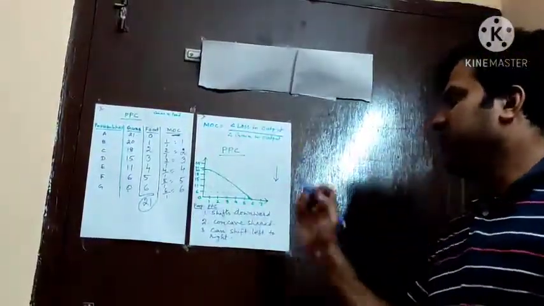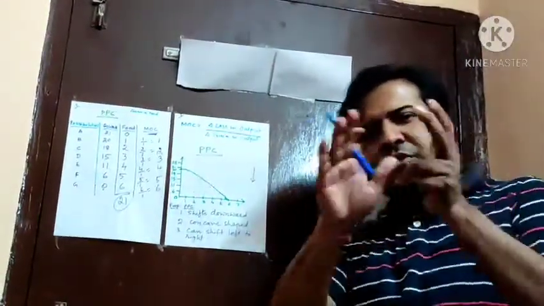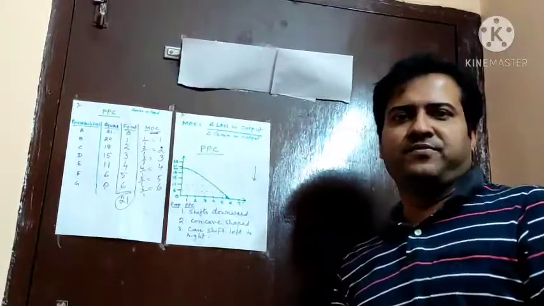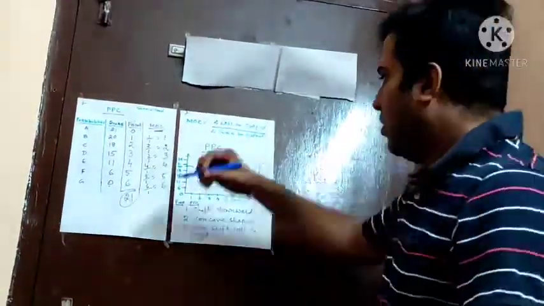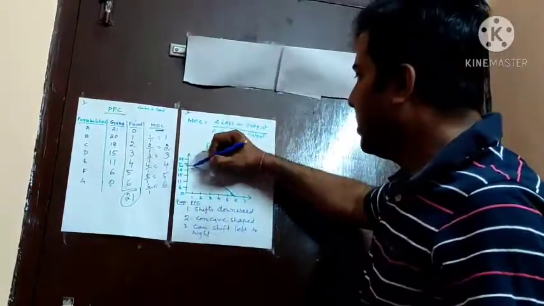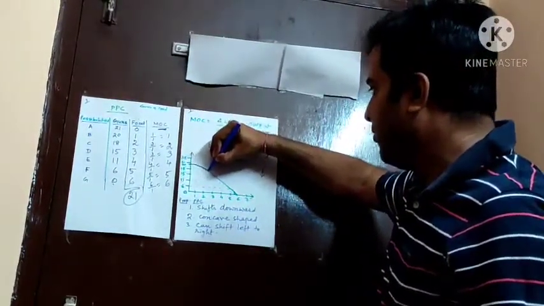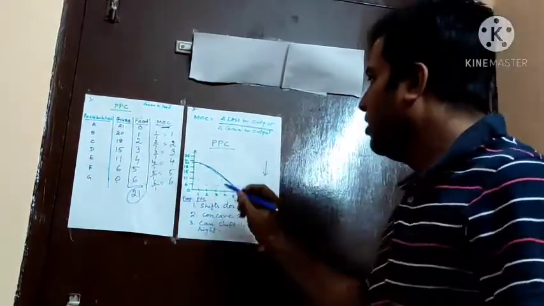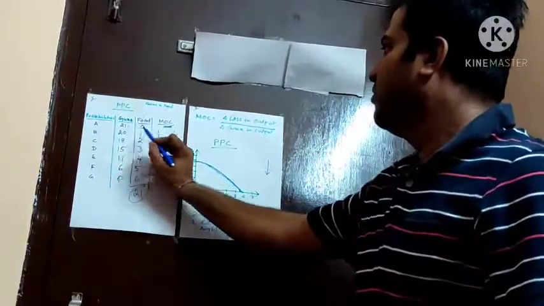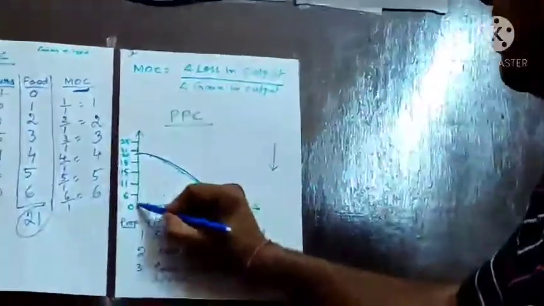Now let's represent it in a graph. The PPC will always shift downwards. The PPC is a downward shifting curve. Over here, you see I have represented it in a graph. It is a concave shape. Like this it is coming. How is it coming? 21, 0. 21 is here, 0.